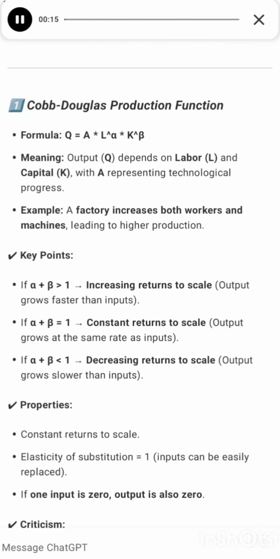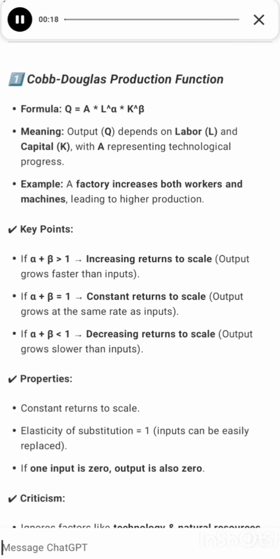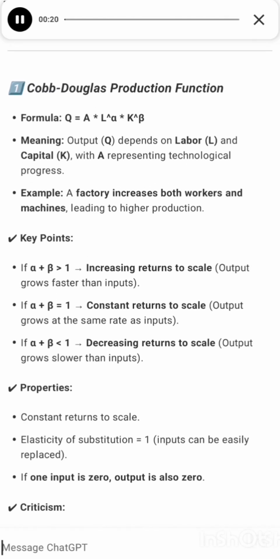Cobb-Douglas production function. Formula Q equals A L to the alpha K to the beta, meaning output Q depends on labor, L, and capital, K, with A representing technological progress. Example, a factory increases both workers and machines, leading to higher production. Key points. If alpha plus beta is greater than 1, increasing returns to scale, output grows faster than inputs. If alpha plus beta equals 1, constant returns to scale, output grows at the same rate as inputs. If alpha plus beta is less than 1, decreasing returns to scale, output grows slower than inputs.